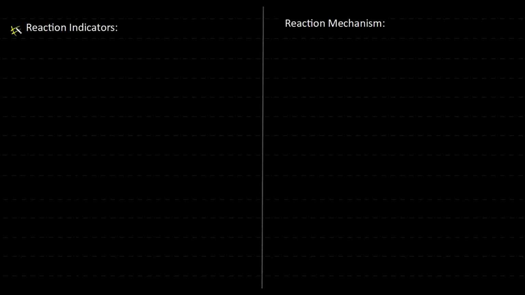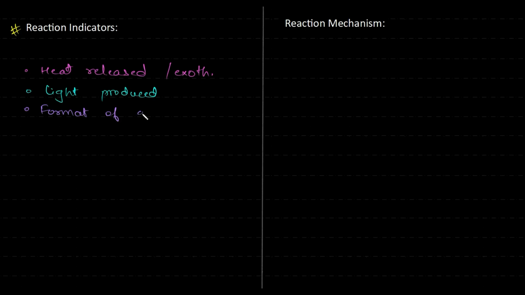How do you get to know that the reaction is happening? Correct. Heat being released. So this is an example of an exothermic reaction. Exothermic reaction. Next, we also have light being produced. And we have, what else? Formation of gas. That's enough. Okay. Again, this is a bit out of syllabus, but let's discuss what exactly happens.